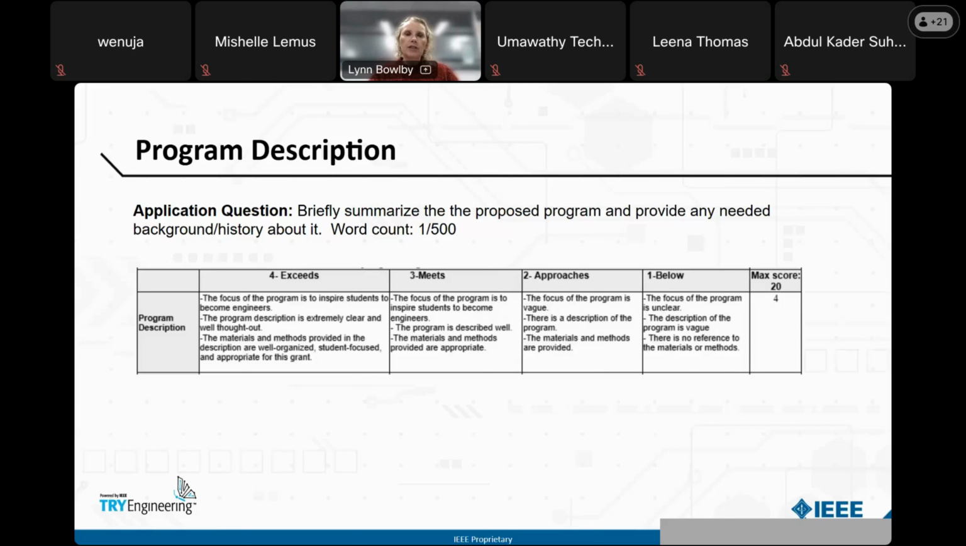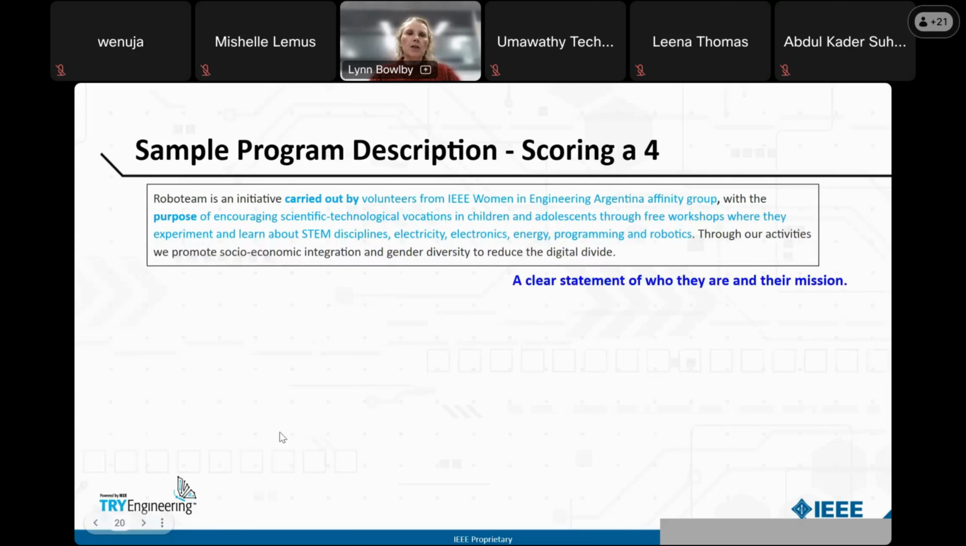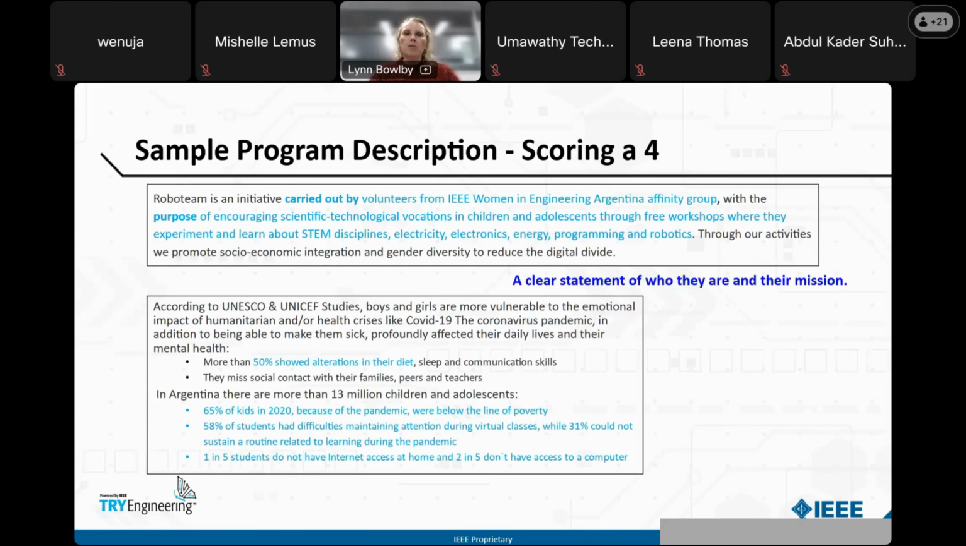And so again, here's the piece of the rubric for program description, and it tells you what applications would receive a 4 for this particular criteria, and then all the way down to a 1, for a maximum score of a 4. So we thought that it might be nice for you to see what application response to the program description has received a 4 in the past. So what you see in these boxes are actual responses, actual questionnaire answers to the program description question.